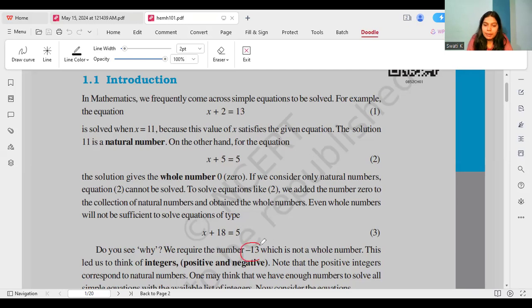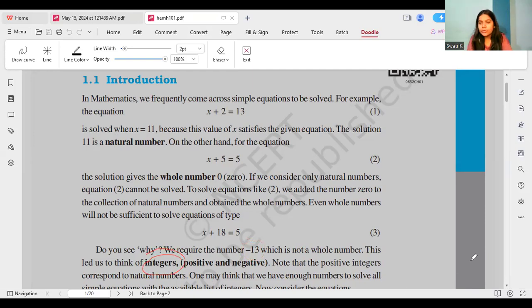The answer will be minus 13, which is neither a whole number nor a natural number, but it is a negative number. Okay, I'll explain this in detail, how exactly we are getting minus 13. And then maybe I'll explain the method also, how to solve the equations. Okay, the answer will be here minus 13, which is a negative number. And from the negative numbers, we have another type of number, which is called integers.